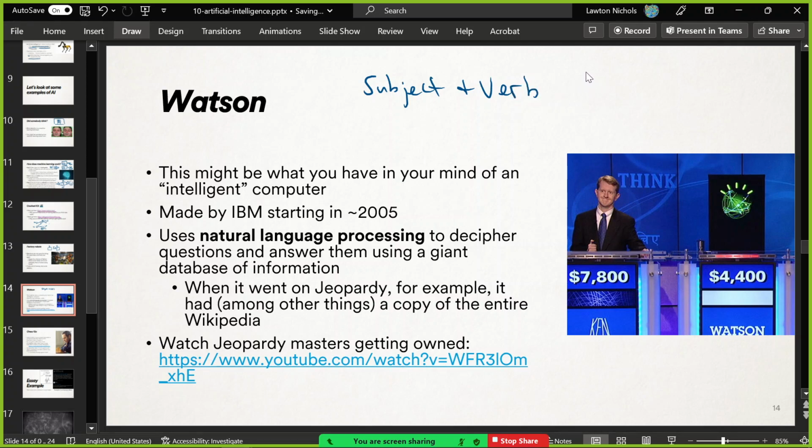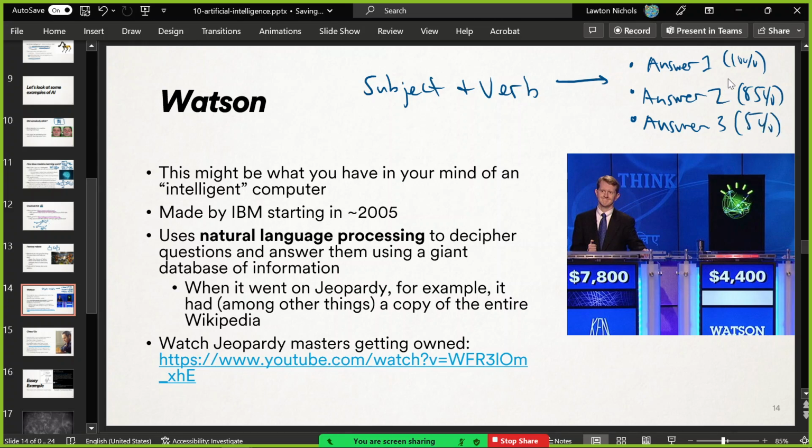And what machine learning is all about is it's coming up with numbers. So usually it's going to come up with a bunch of different answers. That's what Watson did. It's like, all right, I think it might be answer 1 with a probability of like 10%. I think it might be answer 2 with a probability of 85%. I think it might be answer 3 with a probability of like 5% or something like that. And it would choose, if it's above some certain threshold, it'll be like, all right, this is my answer, I'll give that response. Otherwise, it'll keep its mouth shut.